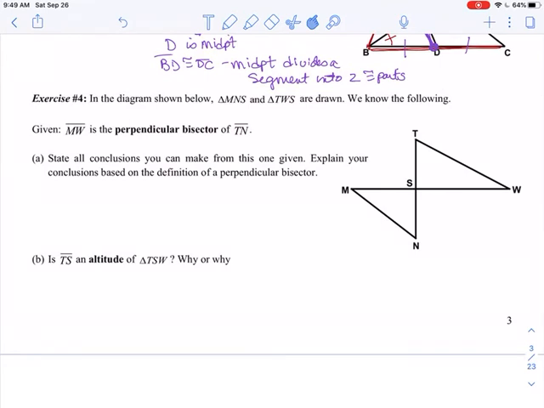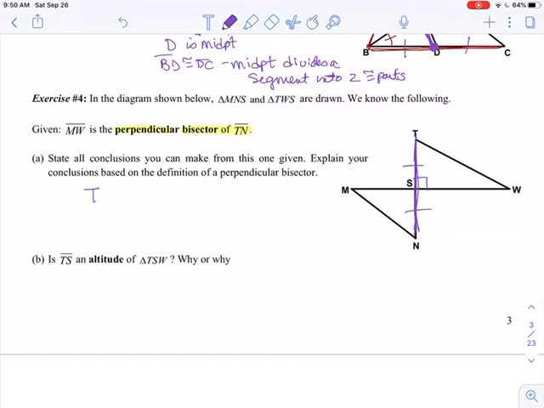And then exercise 4. I have these two triangles, and we know the following. We know that MW is the perpendicular bisector of TN. So you've got to be careful which is being bisected. I'm bisecting TN, and it's also perpendicular. TN is the thing that's being cut in half. All right, and it's perpendicular.